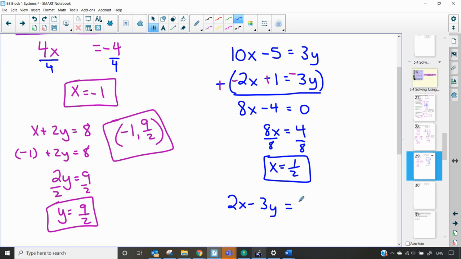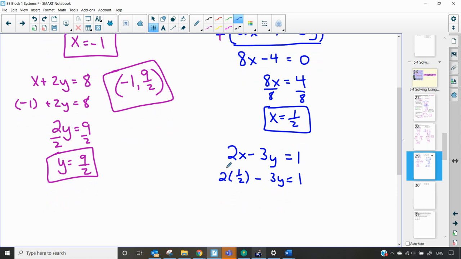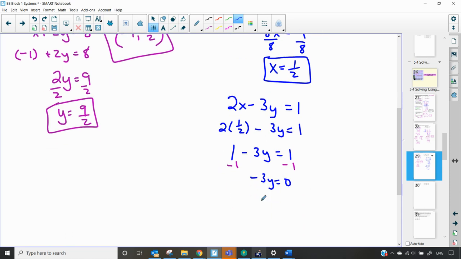So 2x minus 3y equals 1. Subbing in, I have 2 times 1/2 minus 3y equals 1. 2 times 1/2 is just 1. So 1 minus 3y equals 1. Subtracting, I'm going to have 1 minus 1 equaling 0, so I'm subtracting 1 from both sides. And I have negative 3y equals 0. Dividing by negative 3, I have y equals 0. So again, you would verify your answers, but your final solution will be 1/2, 0.